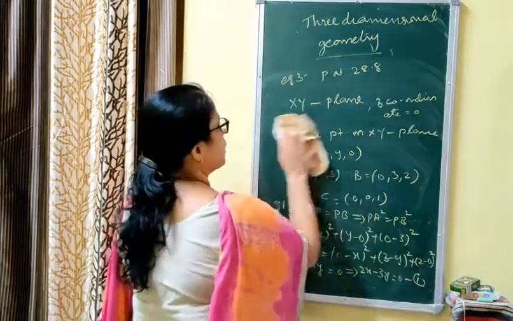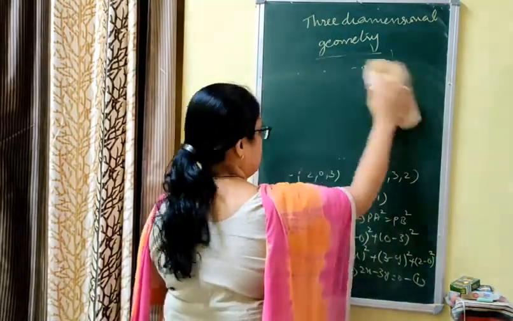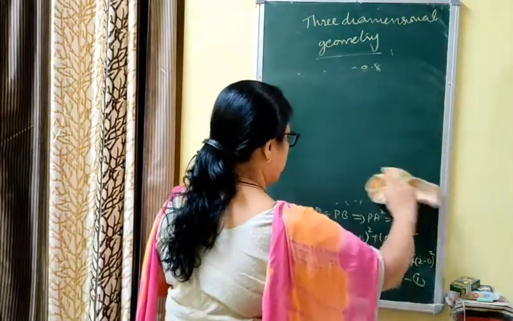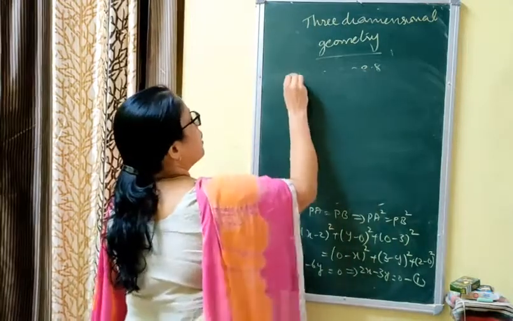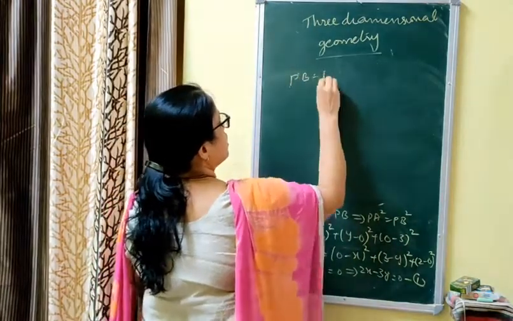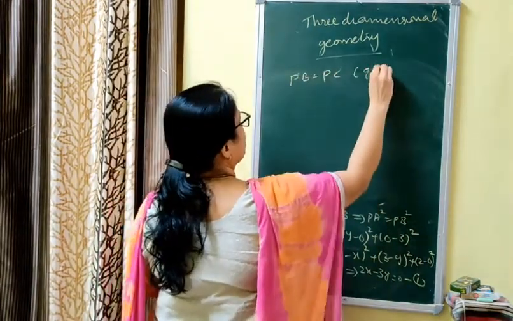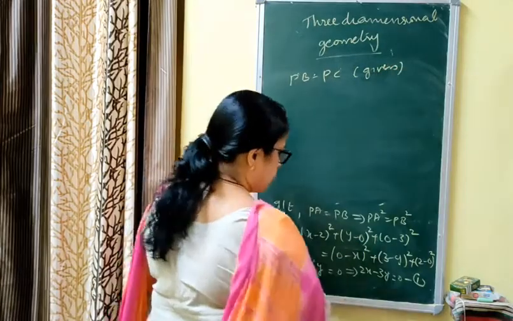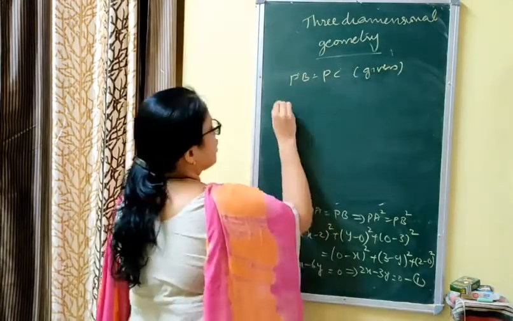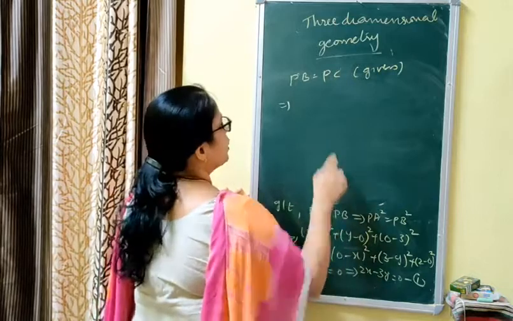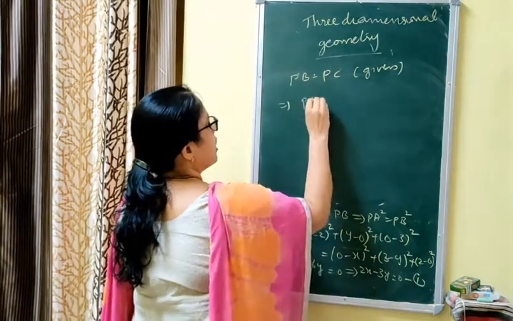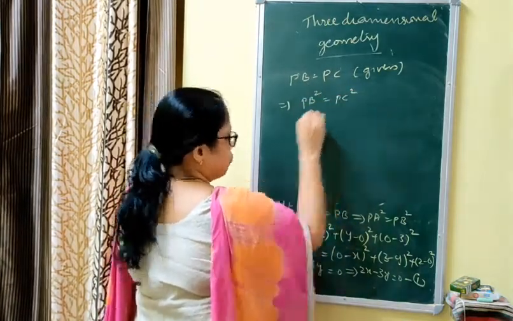Now, which point is to be taken? We have taken PA equal to PB. Now, which point is remaining, B or C? Now, PB is equal to PC. That is also given, because point P is equidistant from the given points A, B, C. That means once we have taken PA equal to PB, now we are taking PB equal to PC. That implies PB square is equal to PC square.